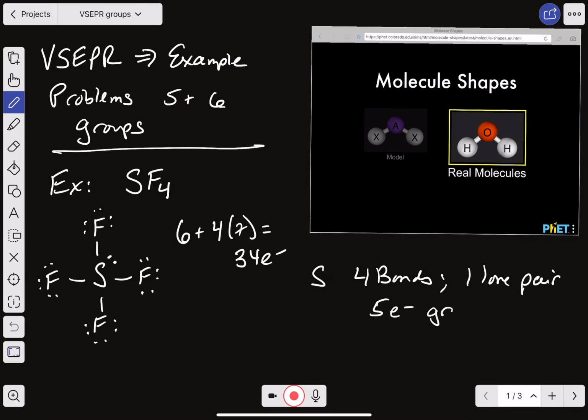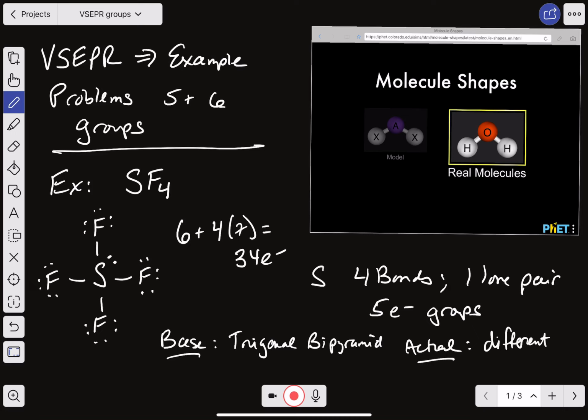5 electron groups. So my base shape here is going to be trigonal bipyramid. But my actual shape is not going to be that. I have to think about it as a trigonal bipyramid that's lost a bond. The actual shape is different.